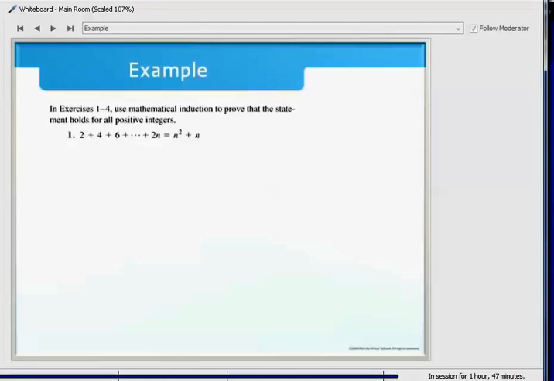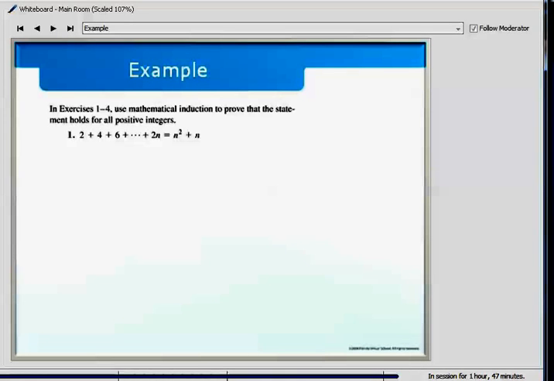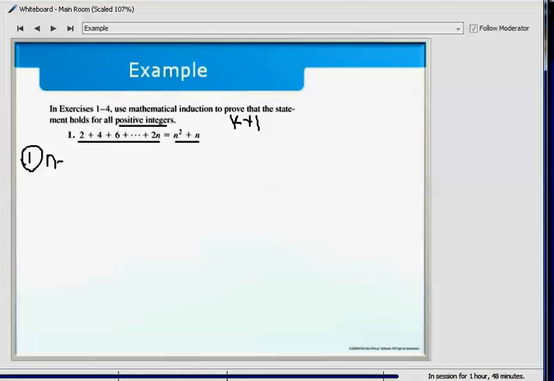So my first example is to show that the statement is true using mathematical induction. We're given a sequence 2 plus 4 plus 6 plus ... plus 2n, and we want to show that it's equal to n squared plus n. And we want to show that it's true for all positive integers, meaning we want to show that it's true for k plus 1. So following our steps, we need to show that it's true for n equals 1.